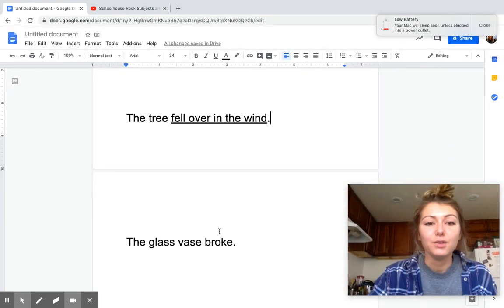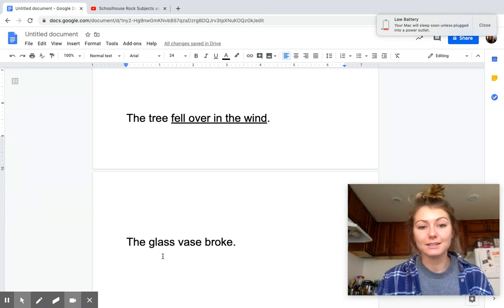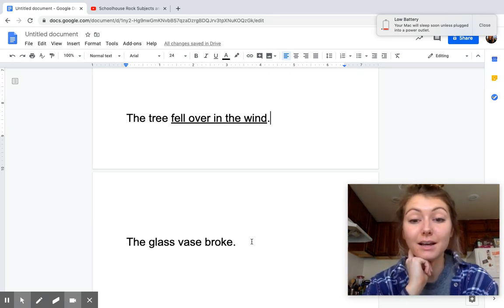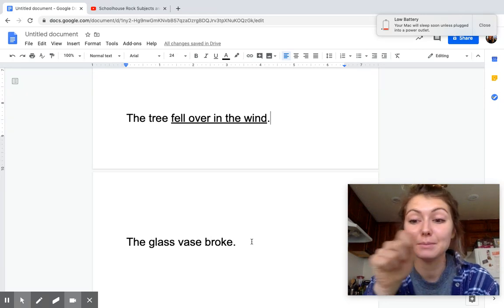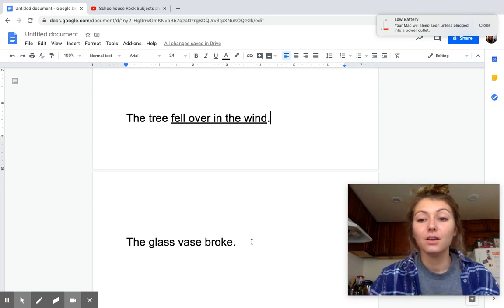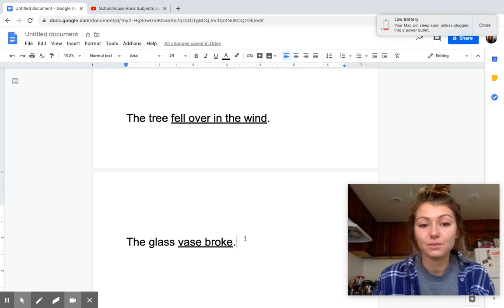Now, you can probably use that example that we just did about the tree to help you with our next example. The glass vase broke. This one is a little trickier with the subject because there's a word that describes the subject here. So Miss Metz is going to show you what I thought at first. At first I thought the glass was the subject. Do you see why I'm wrong?